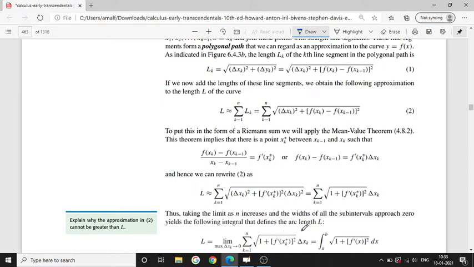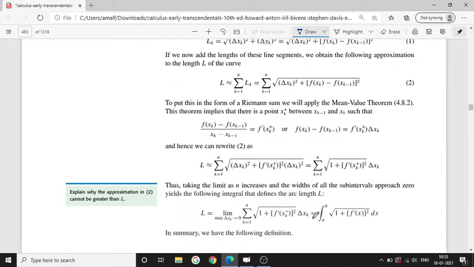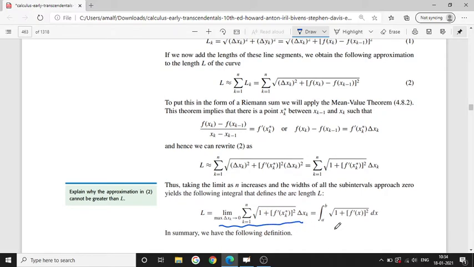Now take delta xk tends to 0. So therefore L will be the limit as delta xk tends to 0 of this sum, summation k equal to 1 to n of root of 1 plus f dash of xk star square into delta xk. So this is a Riemann sum which represents the integral a to b root of 1 plus f dash of x whole square dx. So this integral gives the length of the curve.